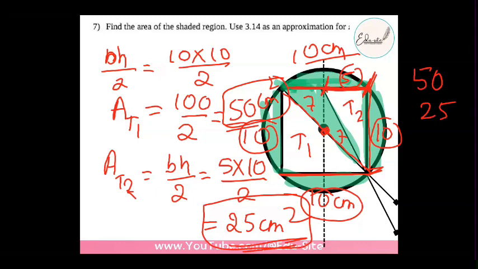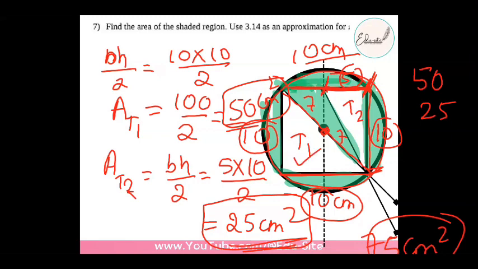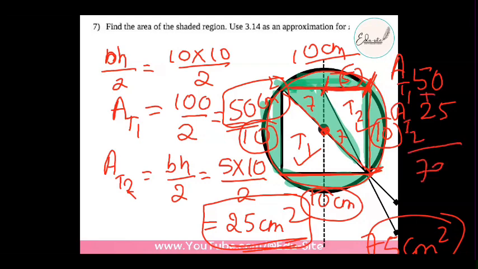Can we just add up these two quantities, please? Yes, we can add them, because we are going to subtract it from the whole circle. So 50 plus 25 is 75, not 70. The area of triangle T1 plus the area of triangle T2 is 75 centimeters squared. Just write it down. Area of triangle T1 plus area of triangle T2 is equal to 75 centimeters squared.